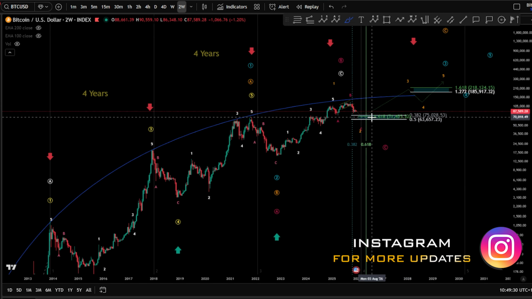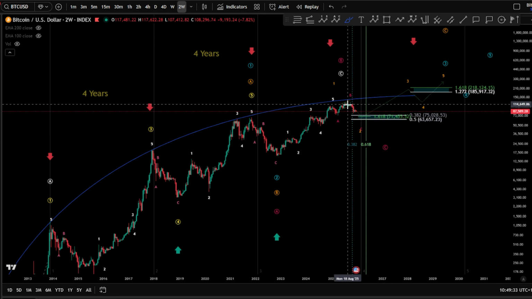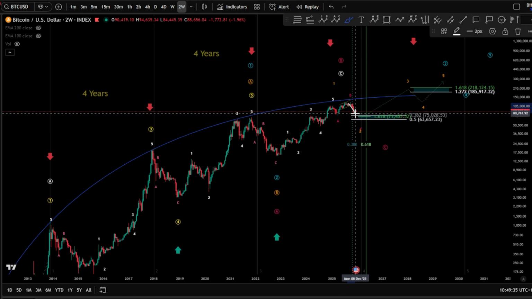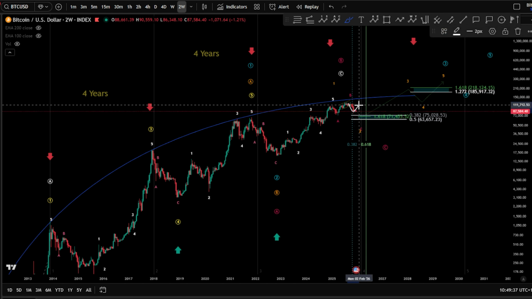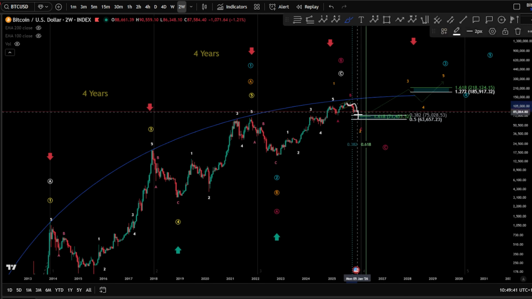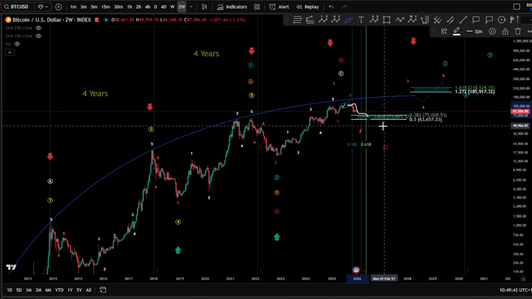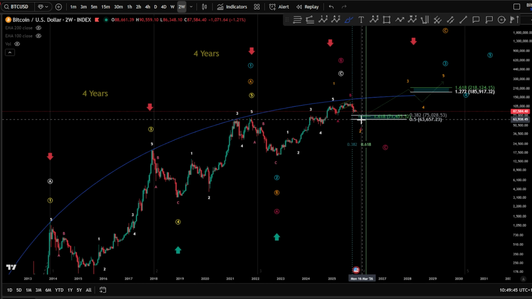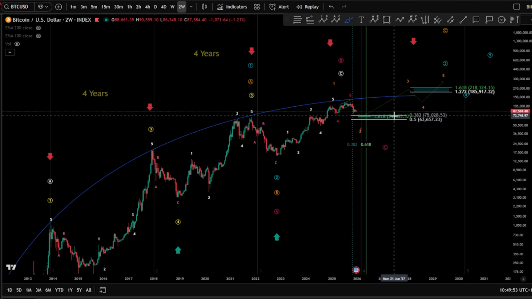I'm still looking, of course, to finish up this correction. Now, this correction can finish, of course, the wave C as an impulse or as a diagonal of 5 waves. All that matters here is 5 complete waves, finishing, of course, in this area as a diagonal or as an impulse. It doesn't matter. The wave C has to be done, exactly hitting this target, and then start to push toward the upside.